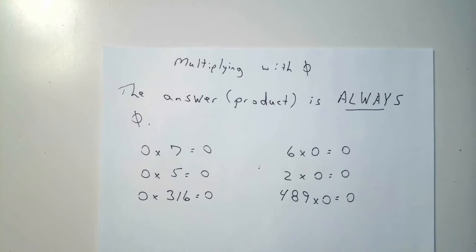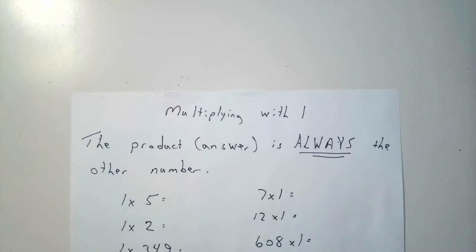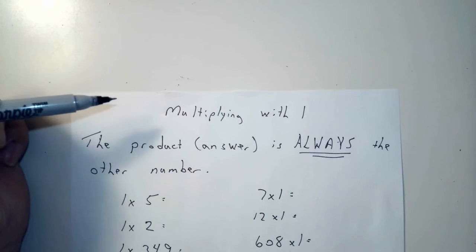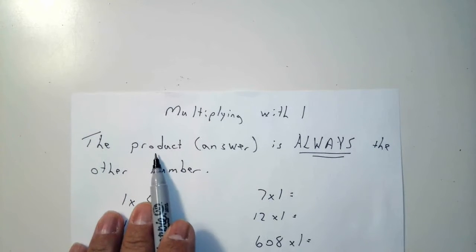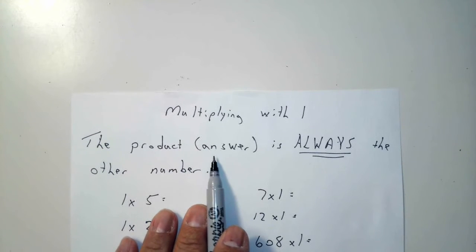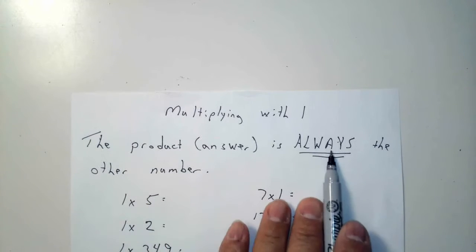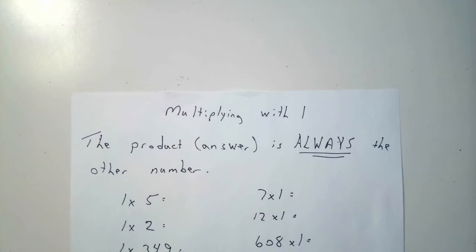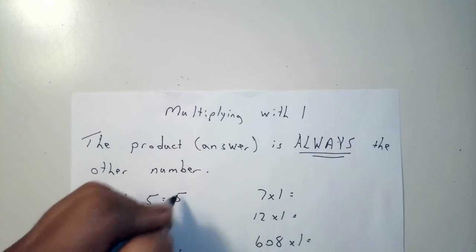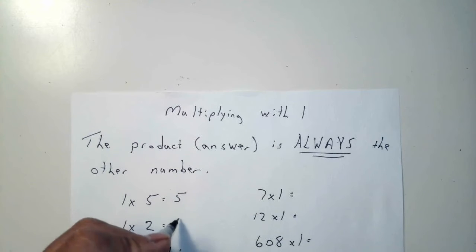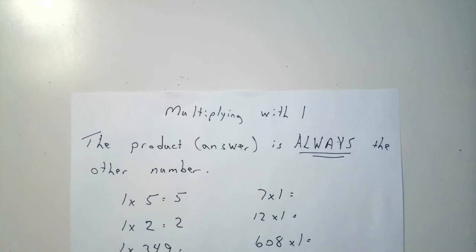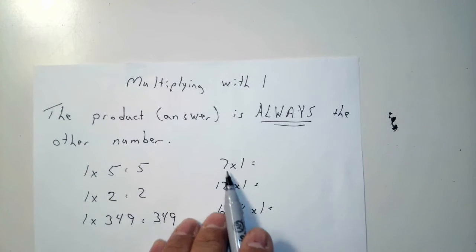Now let's look at multiplying with the 1s. When multiplying with 1, the product, which is the answer, remember, product is the answer to a multiplication problem, is always the other number. Always the other number. For example, 1 times 5, 5. 1 times 2, 2. 1 times 349, 349.